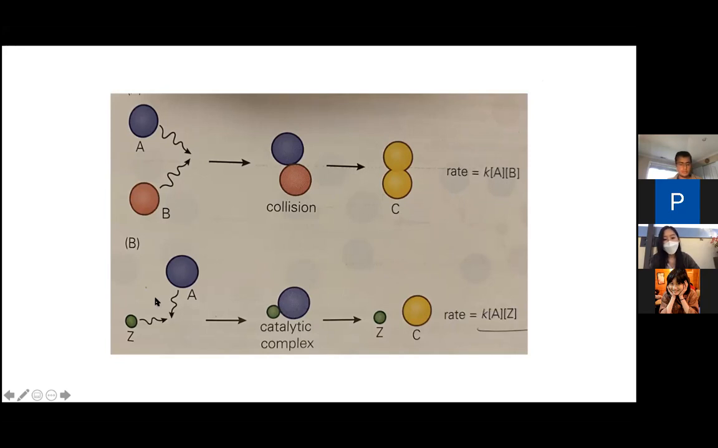And then here you see a reaction with one reactant and one catalyst, which forms a catalytic complex, and eventually you form C from A. So the rate law has the concentration of the catalyst included, because as we said, the concentration of the catalyst would affect the reaction rate. The more catalyst you have, the faster the reaction.